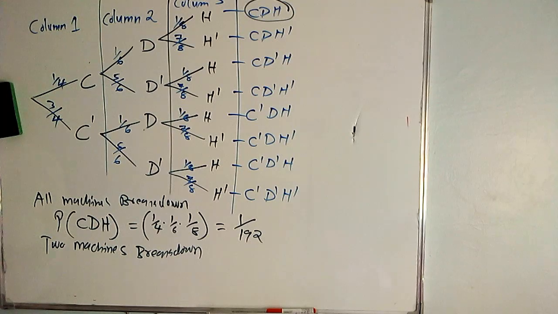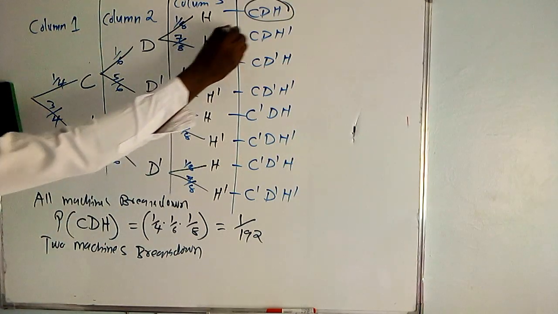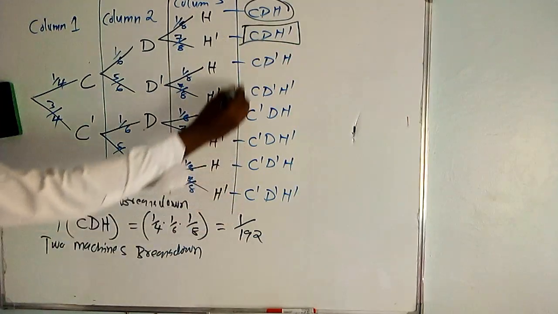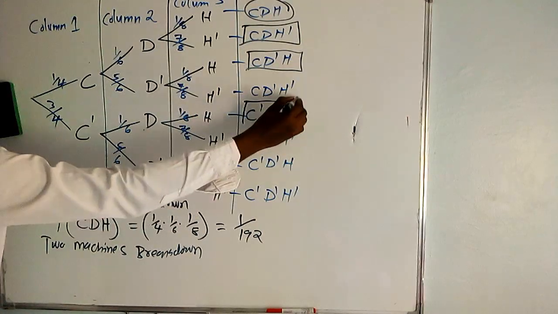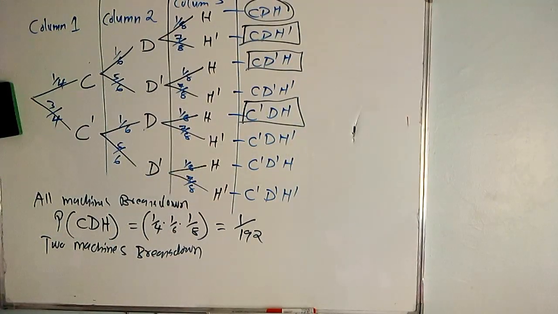Part B, two machines break down. So two machines break down is either CDH prime or CD prime H or C prime DH, only those. Meaning only two break down, and where there is only two, we need to have only one prime, because prime means does not break down, isn't it? Are we together? So anywhere you see only one prime, it means two break down, one does not break down.